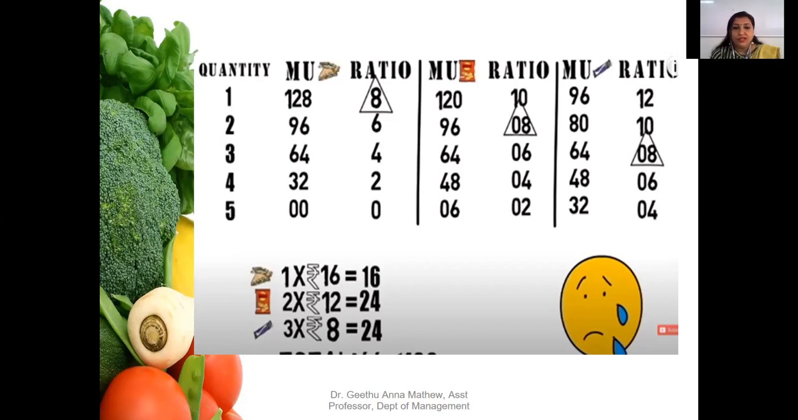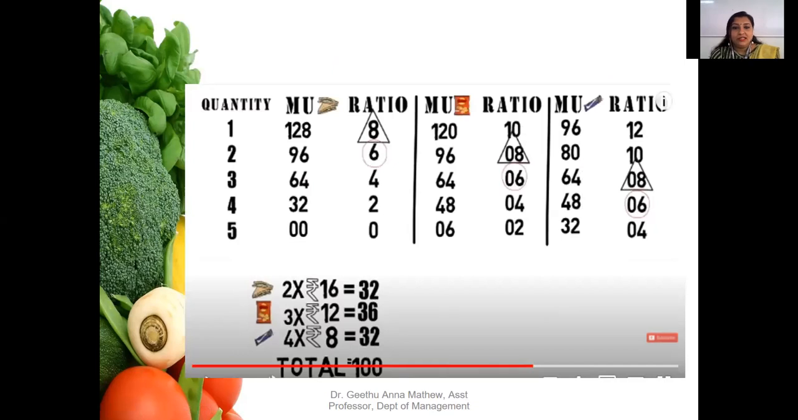So let's go for another ratio. Let's take the next common ratio, that is 6, 6, 6. Six means the consumer is going to purchase two sandwiches, three chips packets, and four chocolates. Let's calculate that. 2 into 16, 3 into 12, and 4 into 8. So 32 plus 36 plus 32. The total is 100. So now we understand that at this ratio, the consumer can properly spend the 100 rupees with maximum satisfaction.